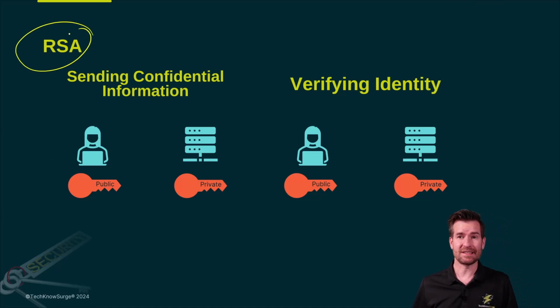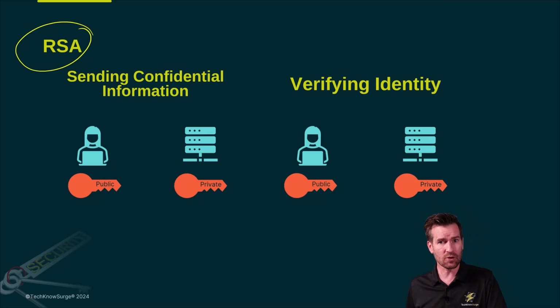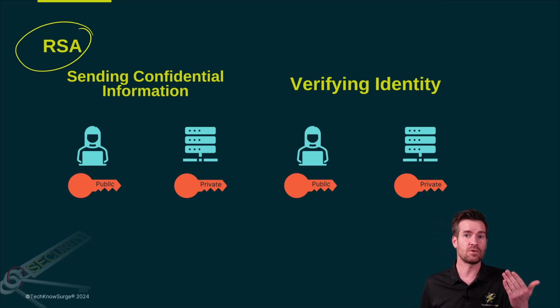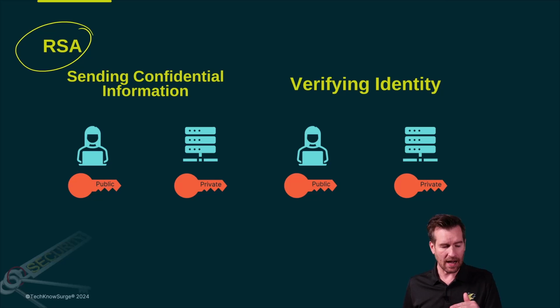RSA is an encryption cipher that does some really cool stuff. It uses asymmetric keys, which means that the key used to encrypt is a different key than the one used to decrypt. So it's pretty cool, and we can do some pretty awesome stuff with this.